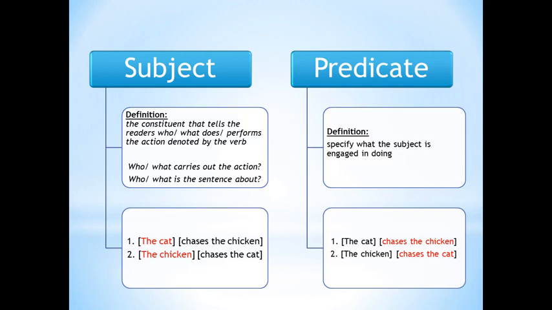The first is subject and predicate. What is subject? Subject adalah unsur pokok yang menjelaskan atau yang menceritakan kepada pembaca siapa atau apa yang dilakukan oleh tindakan atau action yang ditunjukkan oleh kata kerja. So, subject answers who or what carries out the action, siapa atau apa yang melakukan tindakan, and who or what is the sentence about, tentang apa atau tentang siapa kalimat tersebut.